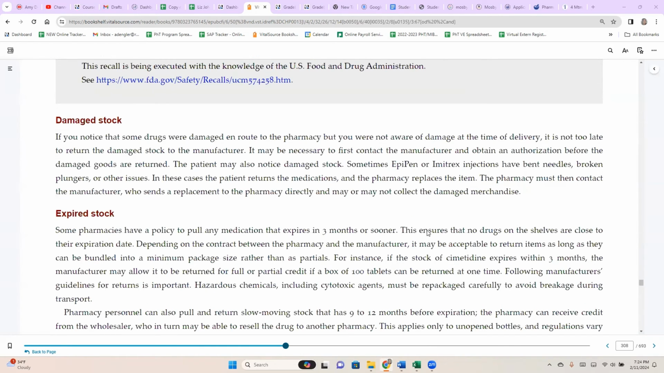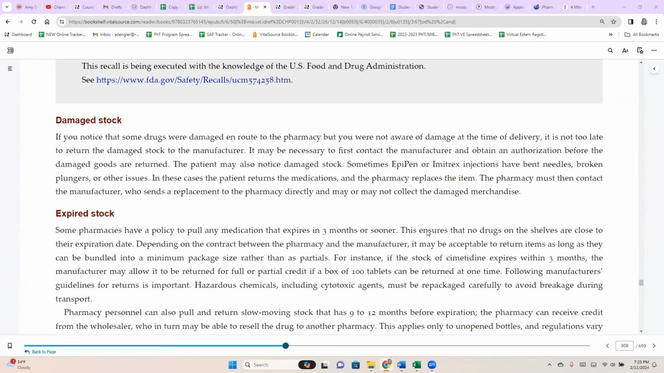If you notice that some drugs are damaged en route to the pharmacy, but you are not aware of damage at the time of delivery, it is not too late to return the damaged stock to the manufacturer. It may be necessary to first contact the manufacturer and obtain an authorization before damaged goods are returned.